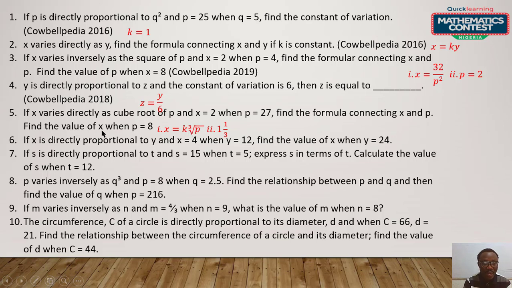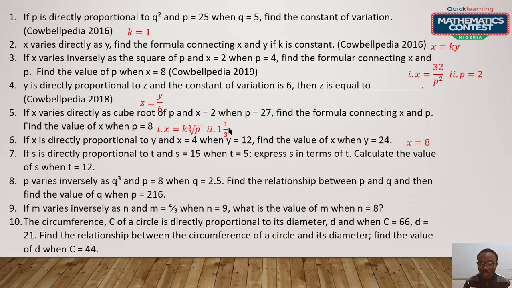The next one: find the value of x when p is 8. So substitute into this place, when p is 8, the cube root of 8 is 2. I told you the relationship is 2 equals 3k, so k now will be 2 over 3. 2 over 3 multiplied by 2, when reduced, I'll have 1 and 1 over 3. That is for question number 5.